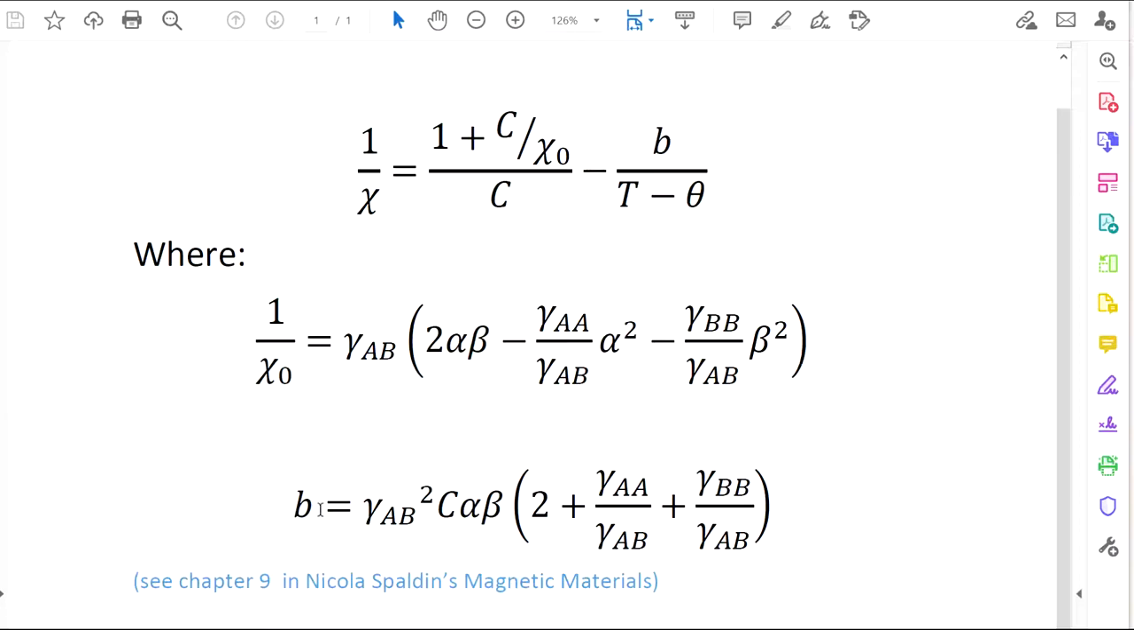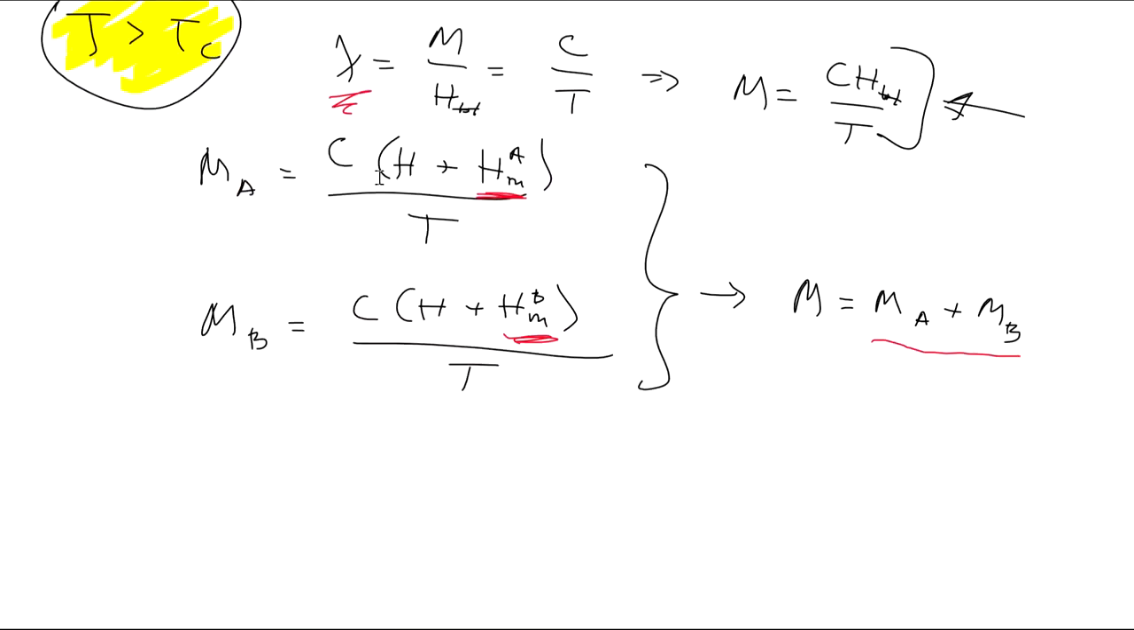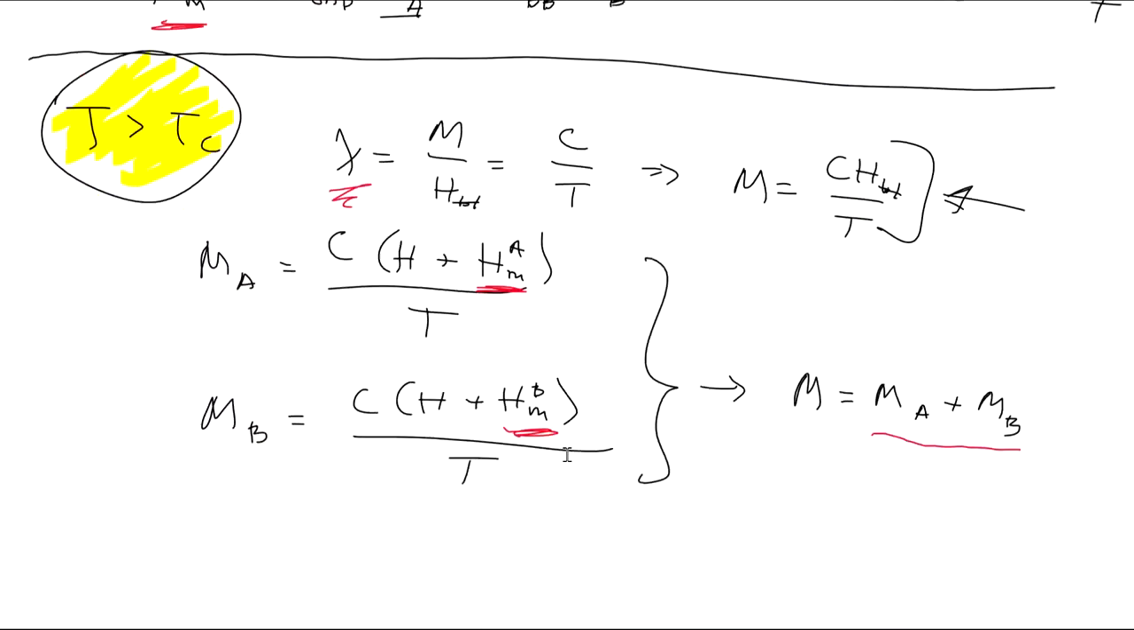And quantity b, which is also dependent on these things, and the c, Curie constant. Now, overall, you can see that there are two terms here, the first term and the second term. You can pause this here, write it in your notes and analyze what these are. But basically, this equation is obtained from these two equations. So basically, MA plus MB equal to the sum of these two terms in which the molecular fields A and B are substituted from here.